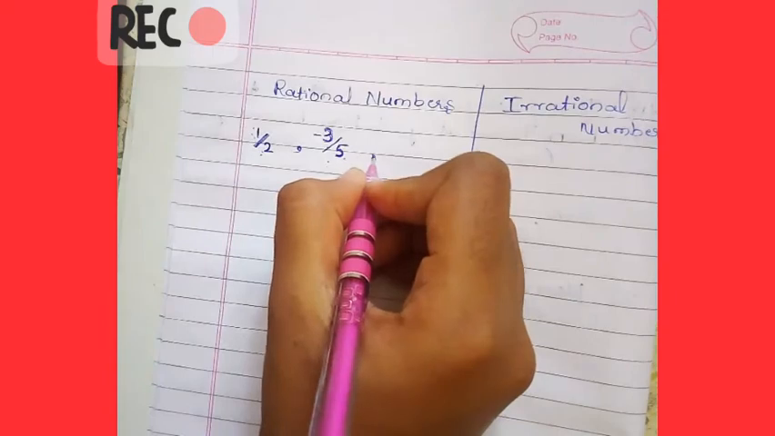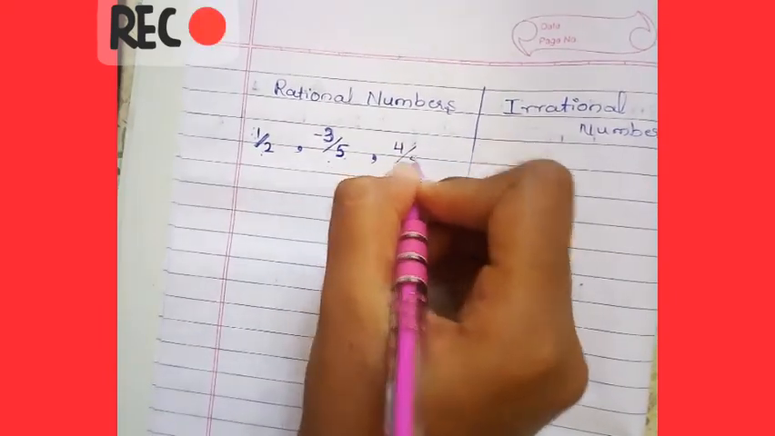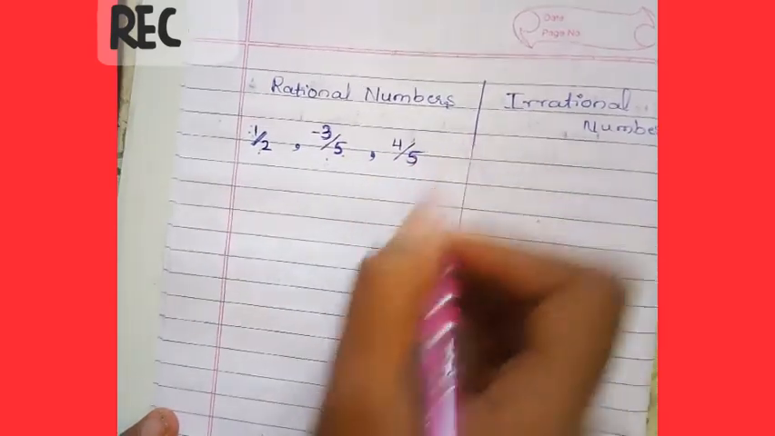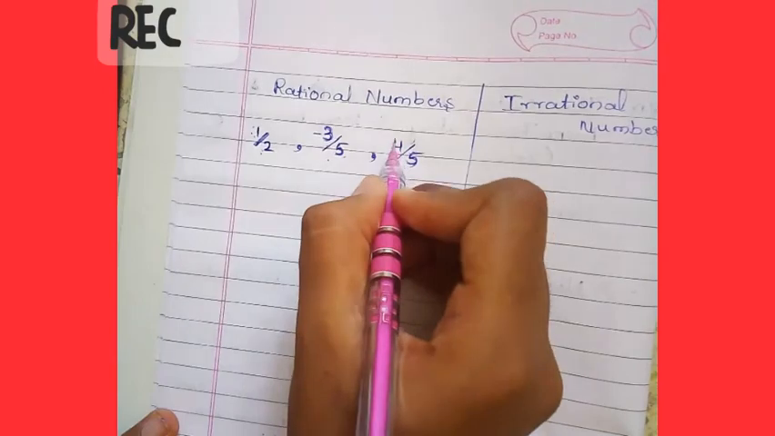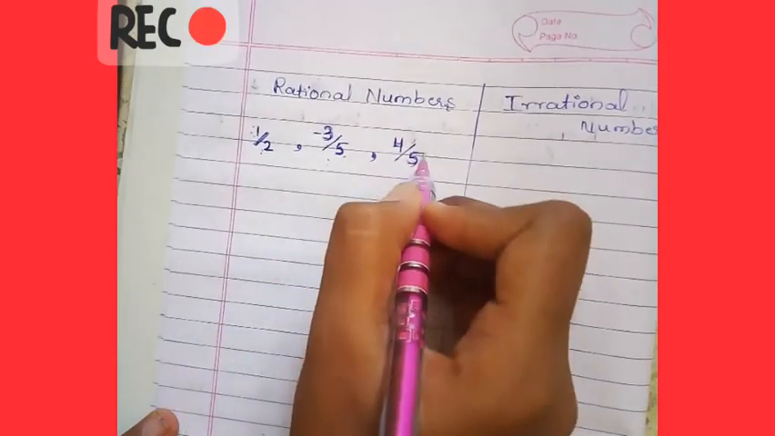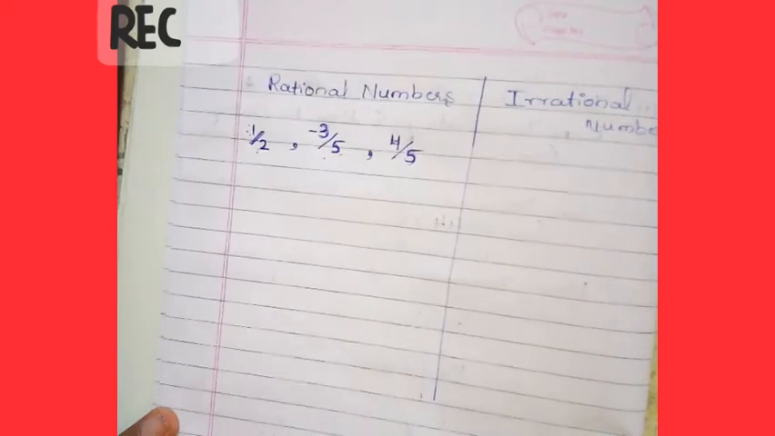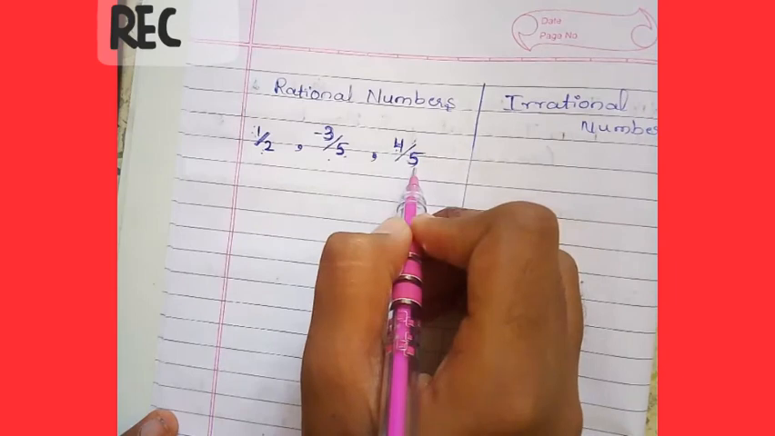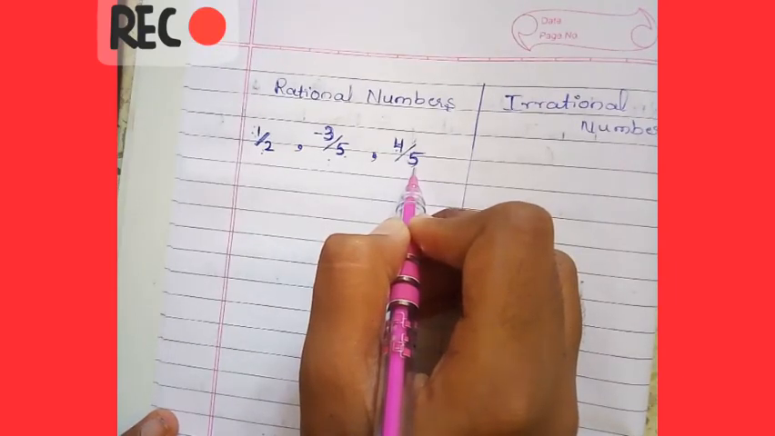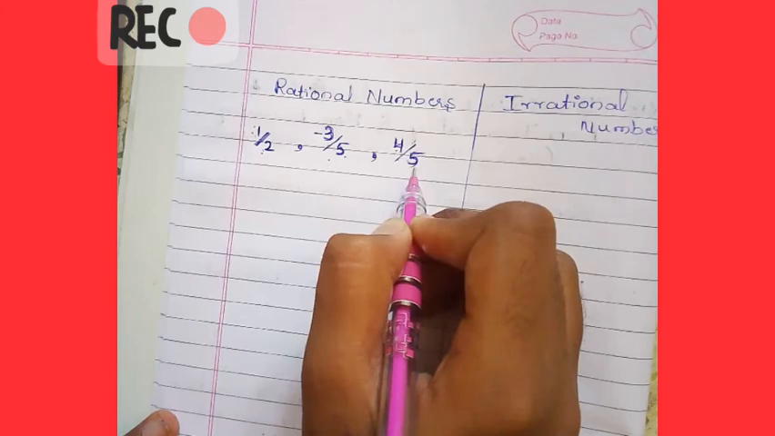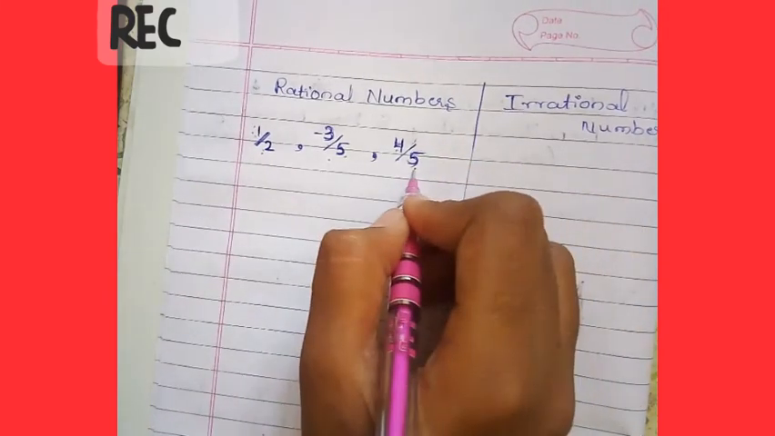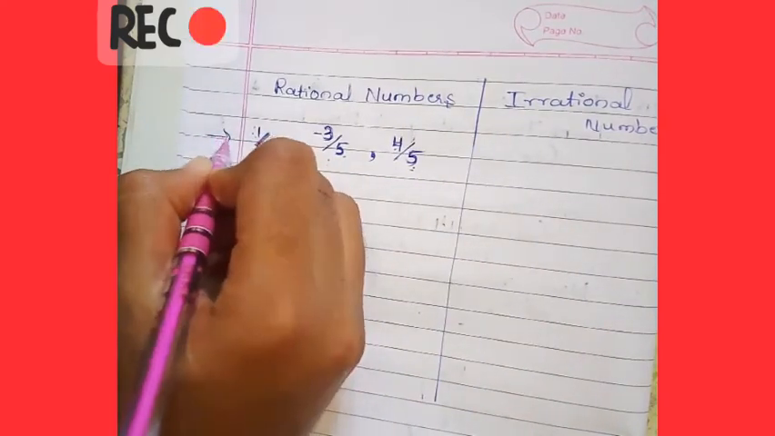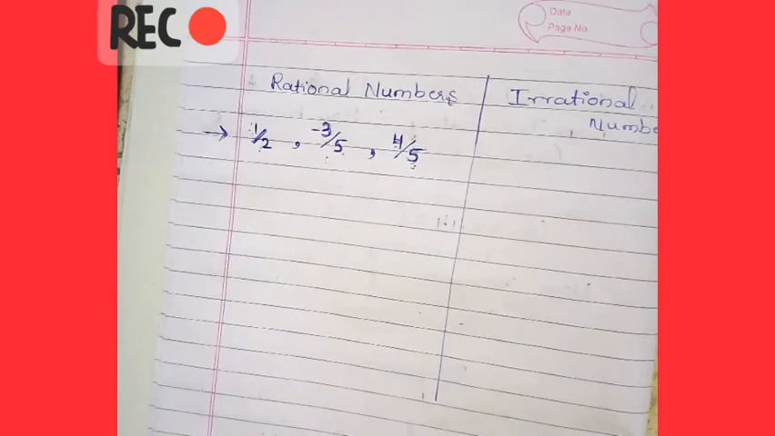4 by 5. Here also this is in the form of p by q, where p may be positive, negative or 0 and q should not equal 0. Here p is positive and q is greater than 0, that means q is not equal to 0 here. So this was in the form of a fraction. Now let's see in the form of decimal.